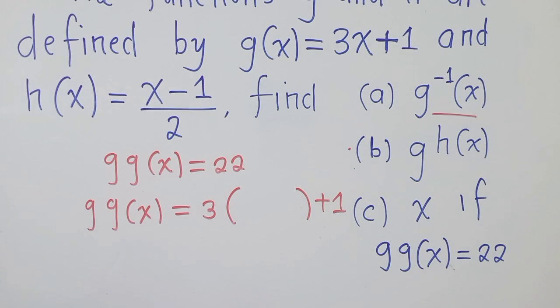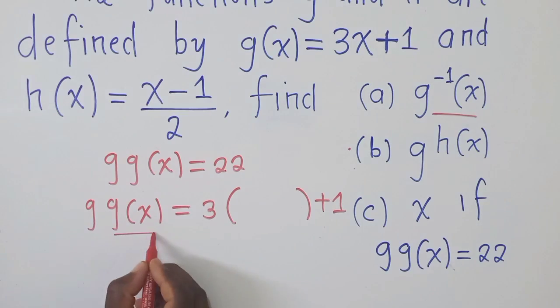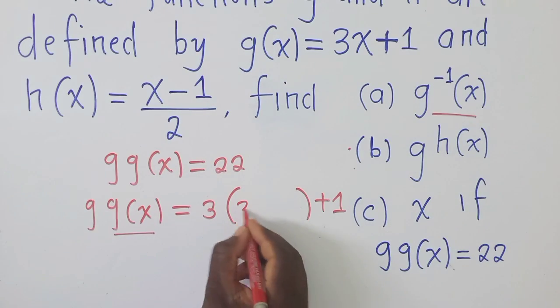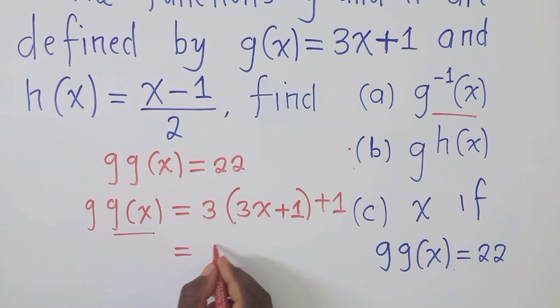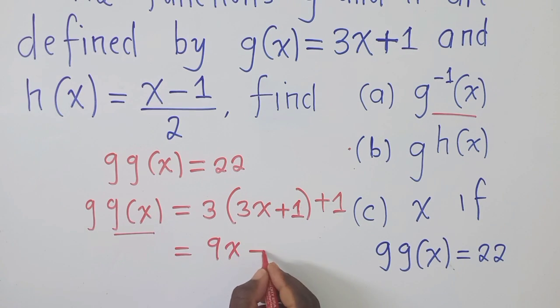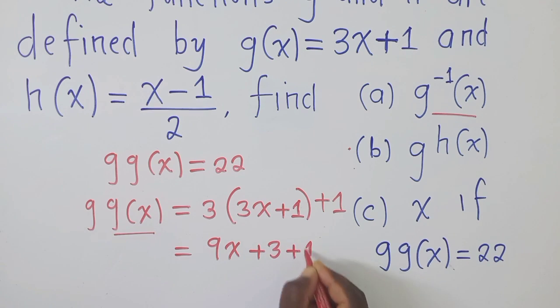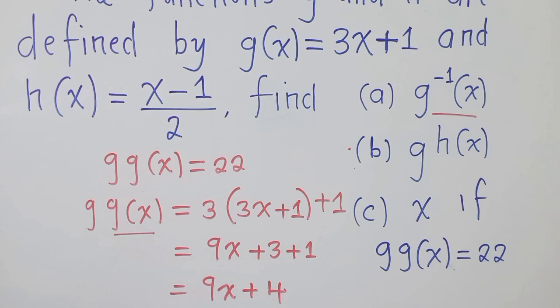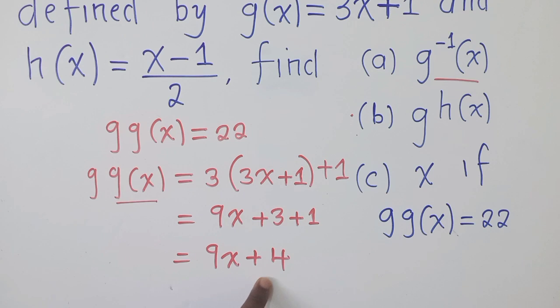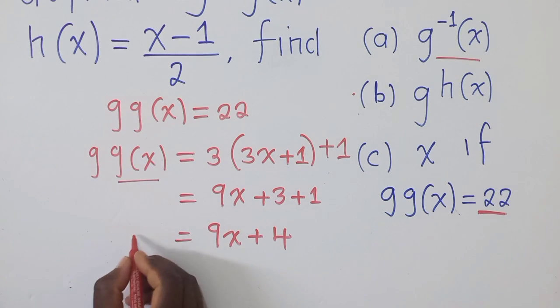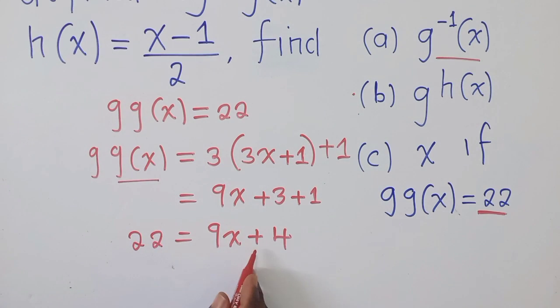And what are you supposed to write inside? The same function, because this is now g of x. So write the same function inside. It will be 3x plus 1. So multiply, that's 9x plus 3 plus 1. So 9x plus 4. Okay, so now we've gotten our g of g of x, which is 9x plus 4. But here, according to the condition, they're saying it's equal to what? 22. So meaning here we're going to write 22 is equal to this.